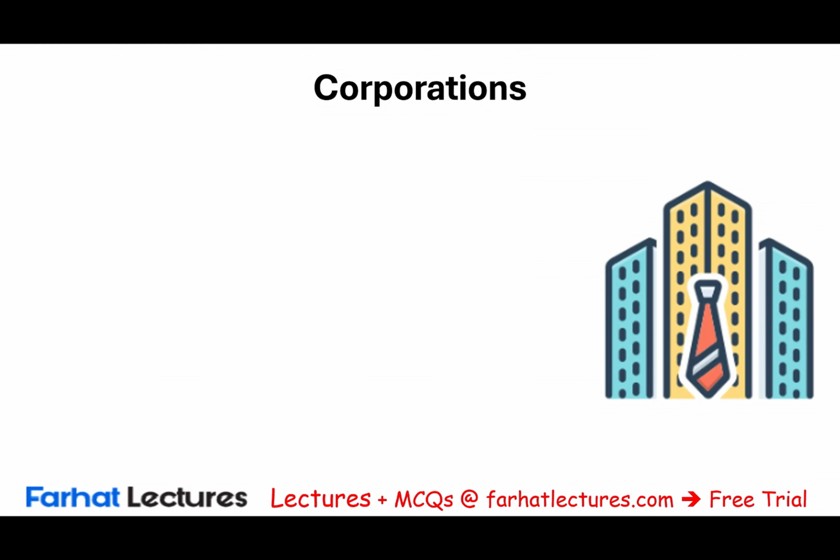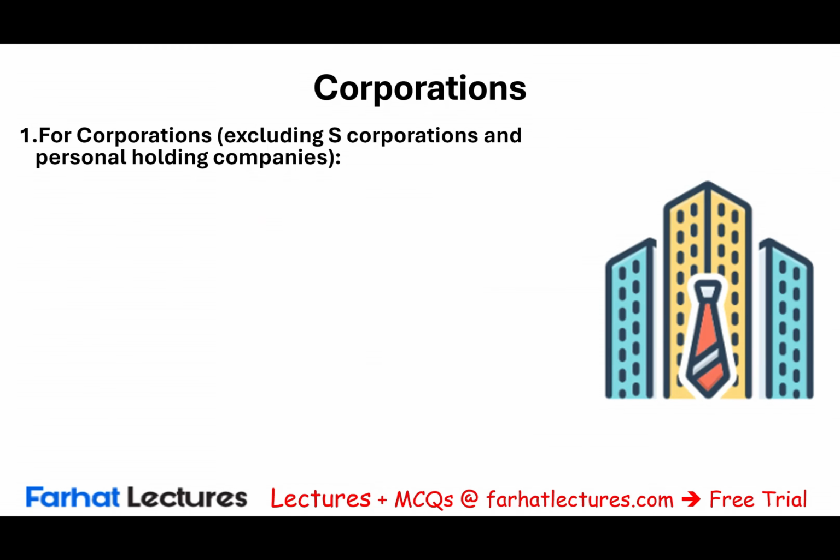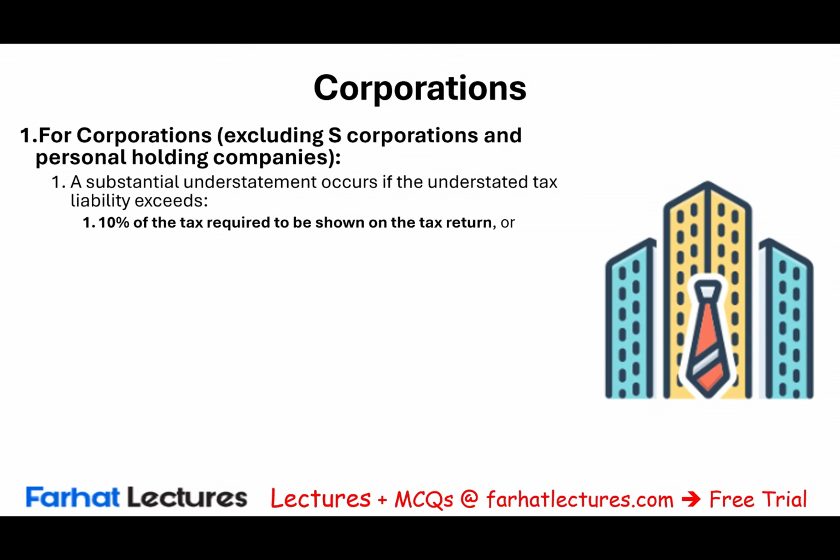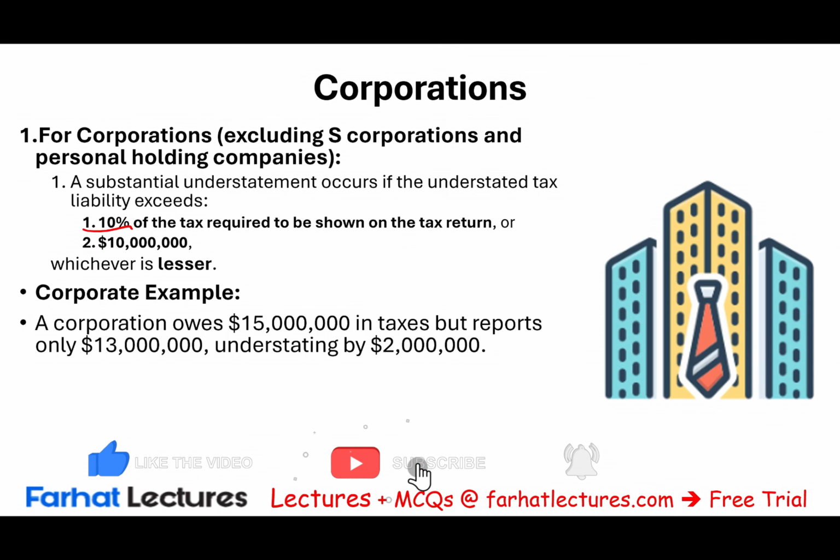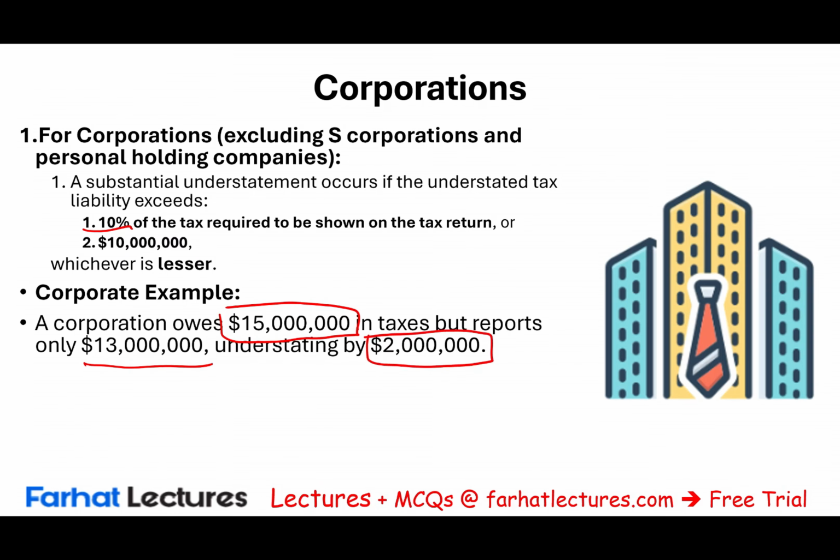How about if you're a corporation? Also, there is a penalty for that, but it's a little bit different. A substantial understatement occurs if the understated tax liability exceeds 10% of the tax required to be shown on the tax return, or $10 million, whichever is lower. For example, a corporation owes $15 million. That's their legitimate tax bill, how much they're supposed to pay. They reported $13 million, so they are short. They understated their taxes by how much? $2 million.